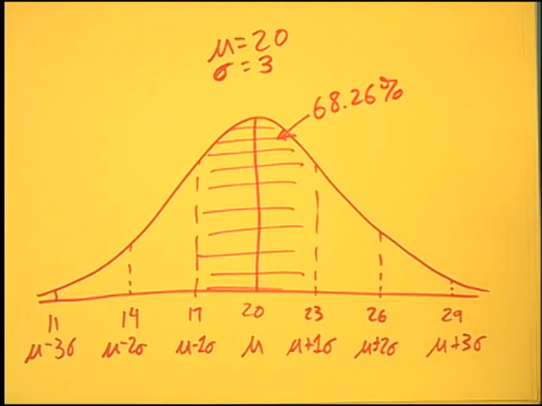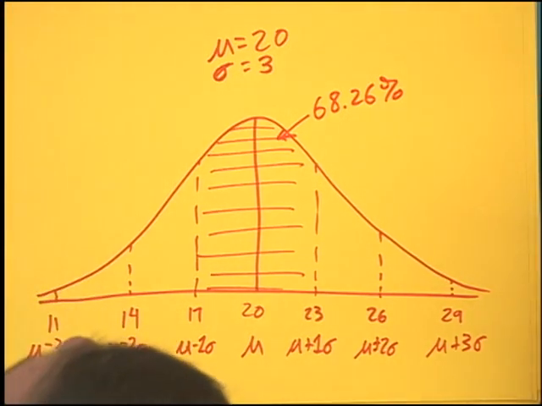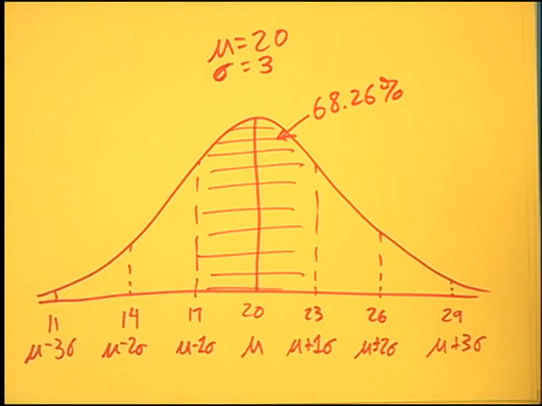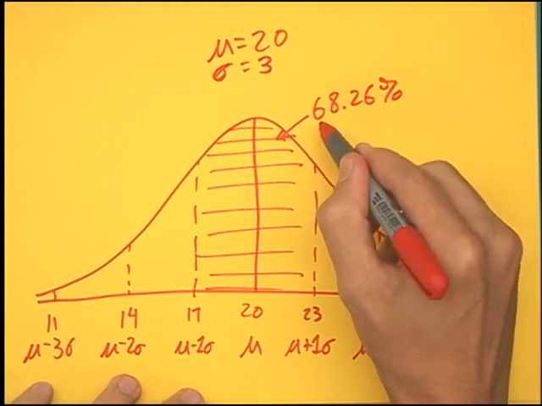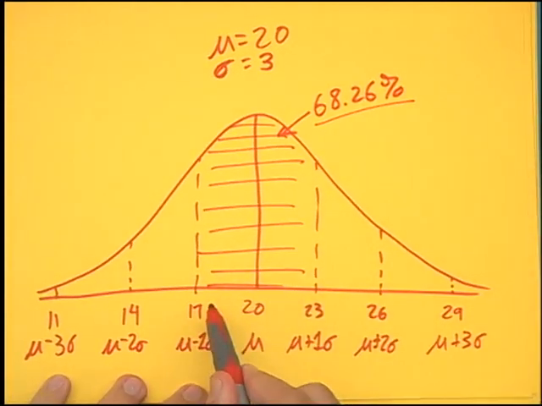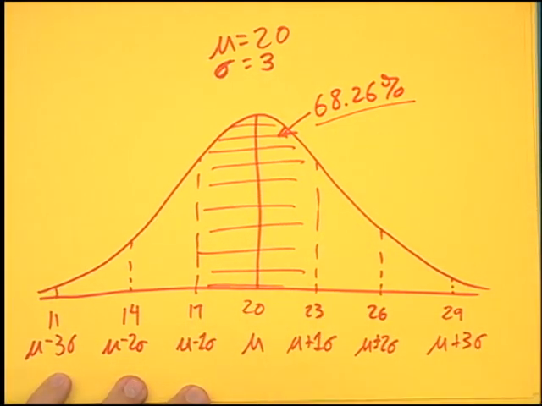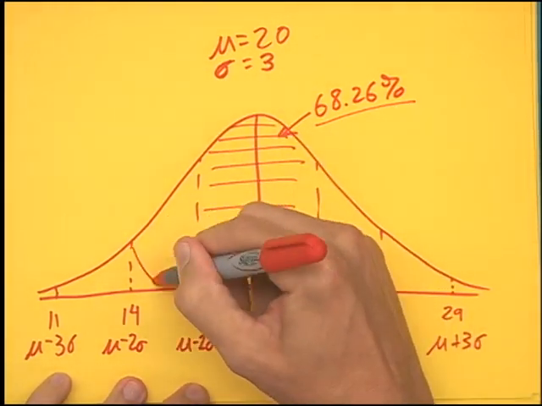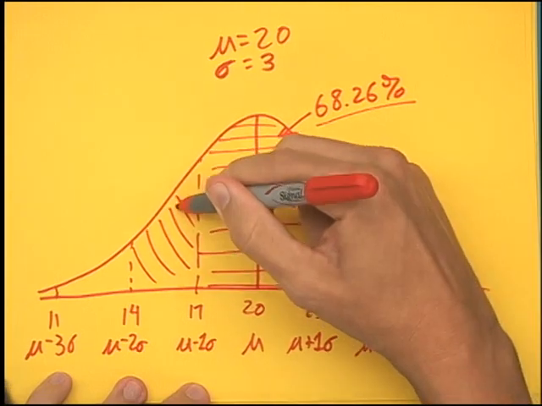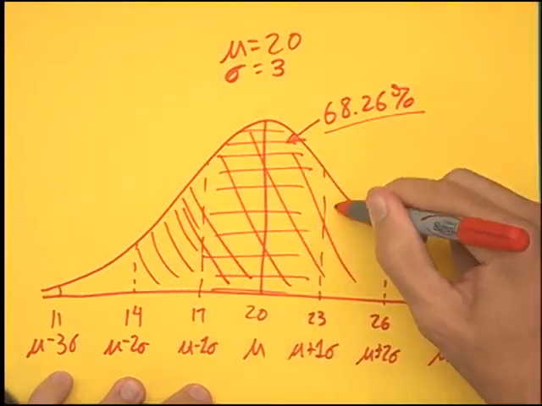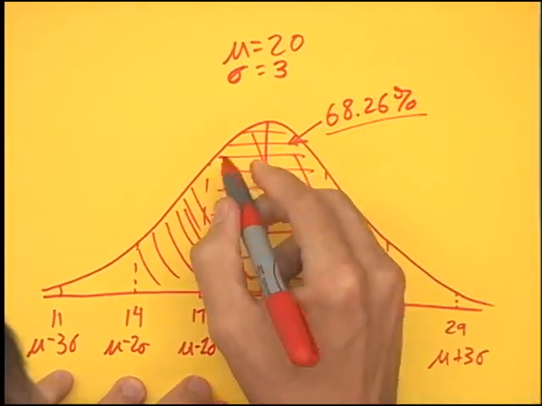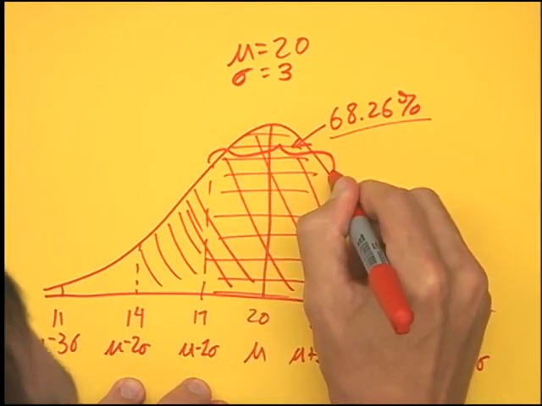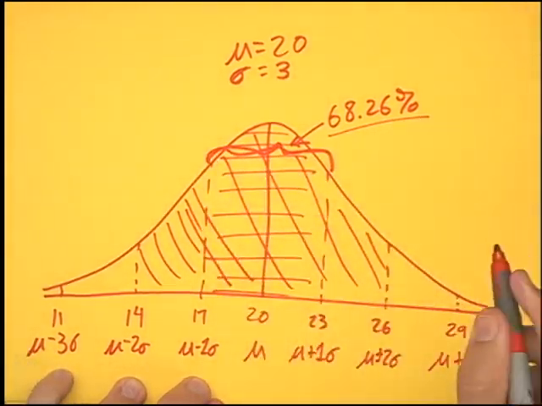So for example, if you have an investment and the returns on that investment are normally distributed, and the average is 20% and the standard deviation is 3%, then I know that there's a 68% probability that the return is going to be somewhere between 17% and 23%. I can keep going out 2 standard deviations. So this 68% is from here to here, minus 1 to plus 1.